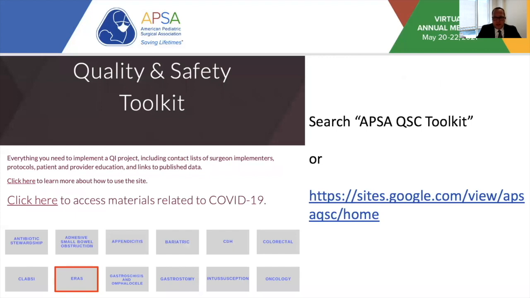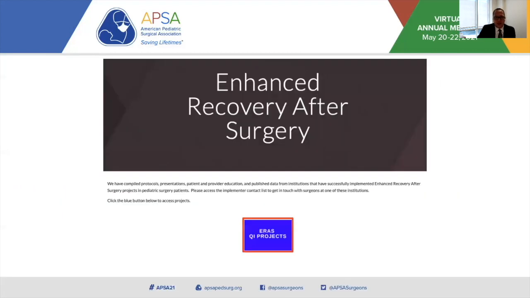The website is found here on this Google site. It can also be found by searching for APSA QSC Toolkit, and I've bookmarked mine so I can find it quickly. When you land on the homepage, you'll see the ERAS folder here highlighted in red. When you select that, it takes you to an additional landing page, and as this becomes more developed, we will reorganize this with additional information.